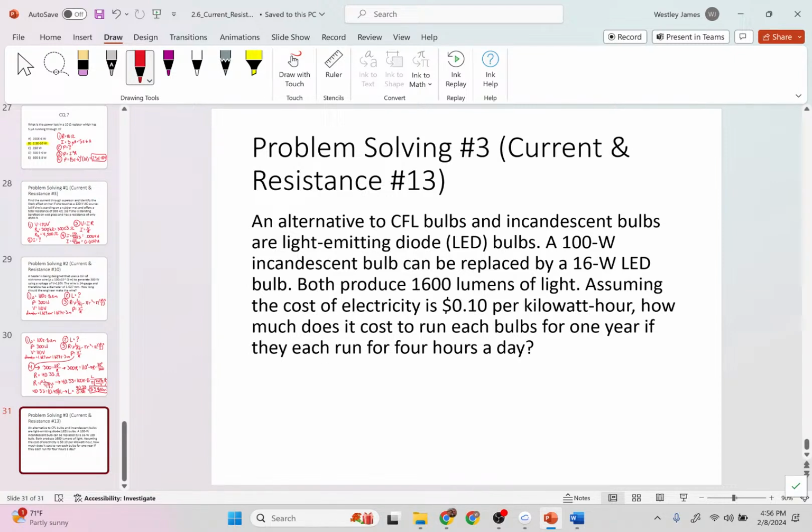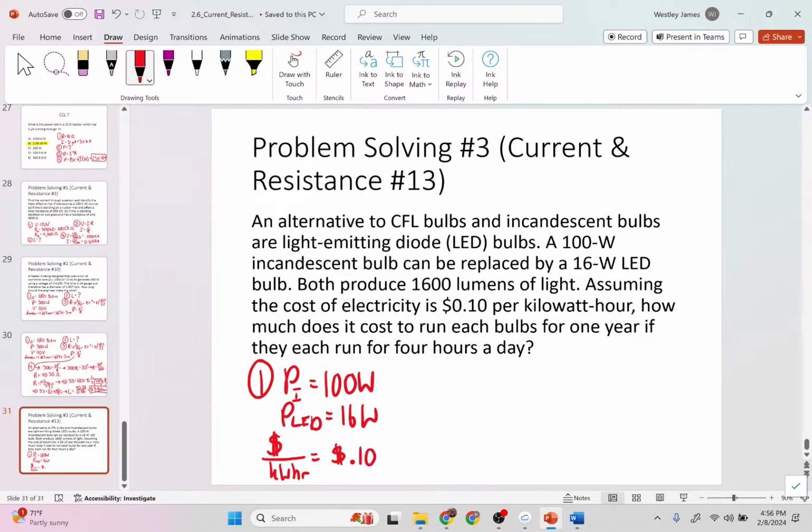There's a lot of information here, but I'm, again, just going to go through this real quick. So the wattage for, we'll call it the incandescent bulb I, is 100 watts. The wattage for the LED is 16 watts. And the cost per kilowatt hour is 10 cents. This is literally something you can check on your power bill. There is a kilowatt hour cost.